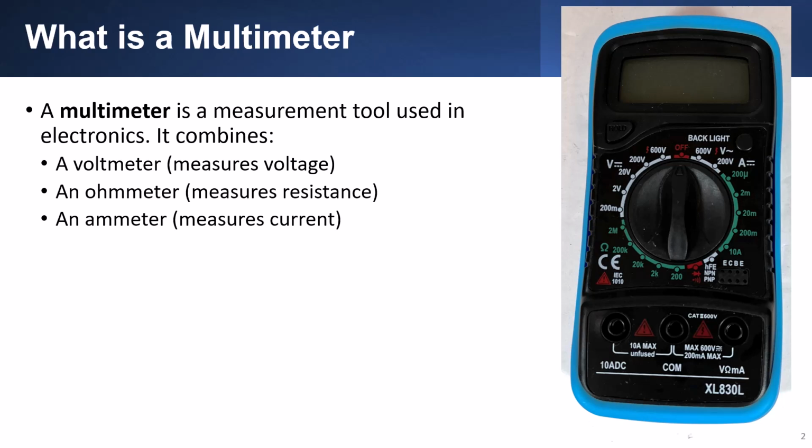A multimeter is a measurement tool used in electronics. It combines a voltmeter that measures voltage, an ohmmeter that measures resistance, and an ammeter that measures current. When working with computers, you can use the multimeter to verify the correct AC voltage is coming from the wall socket, verify the correct DC voltage is coming from a battery or power supply, verify wire connectivity, and measure resistance. When troubleshooting computer problems, you would not typically use an ammeter.